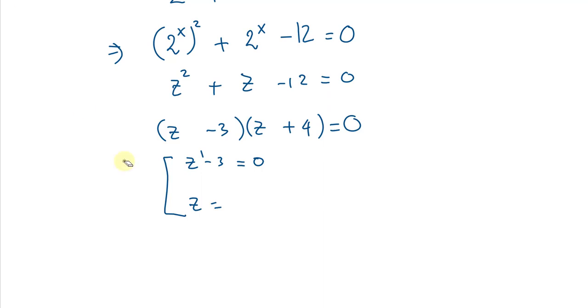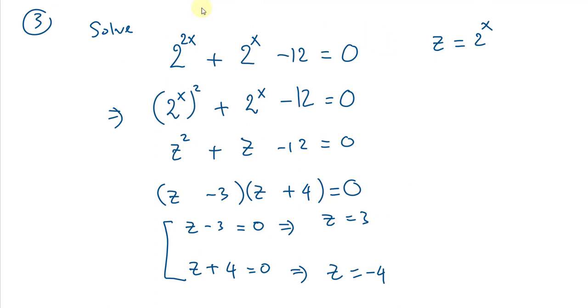z plus 4 equals 0, and z minus 3 equals 0. And then I can solve for z, adding 3 on both sides, I get z equals 3. And subtracting 4 on both sides, I get z equals minus 4. Now don't forget that this question is asking you to solve for x, not for z. So we have two cases here.